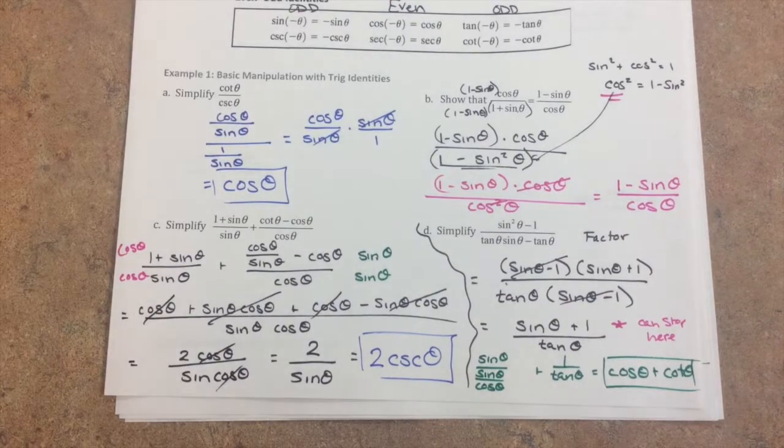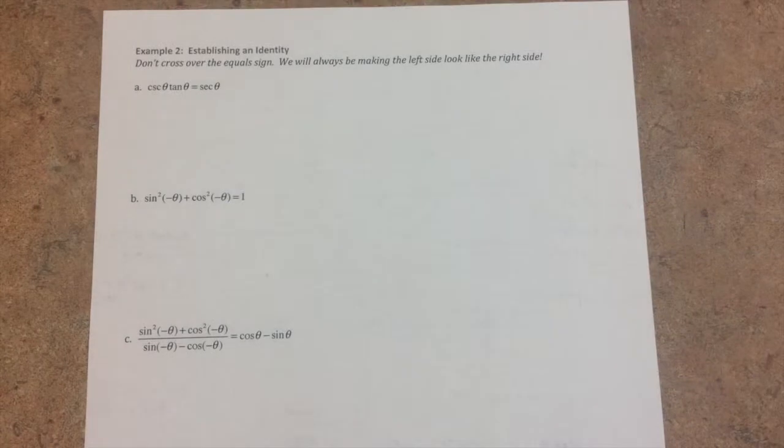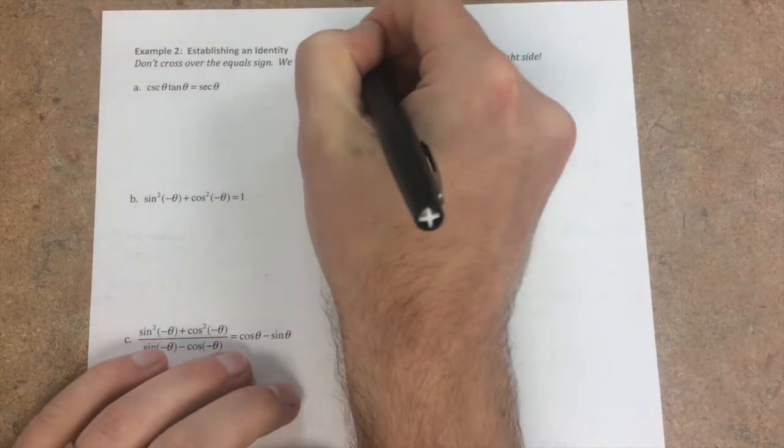So let's flip it over, and we will start with the second page. So with the second page, we're starting to call these establishing an identity. What we're trying to show in each one of these problems is that the left side is the exact same thing as the right side. So what we do with identities in order to prove something, these are all technically proofs.